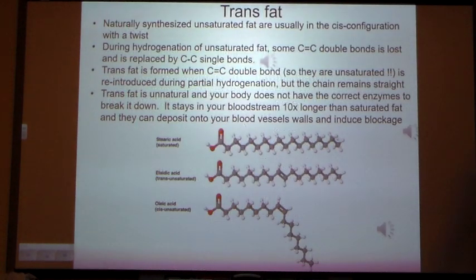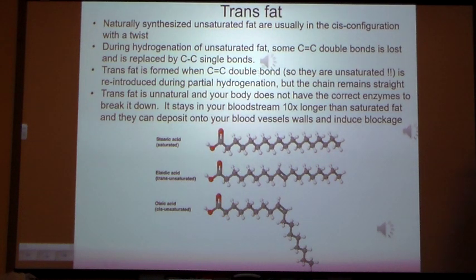So all right, now let's talk about trans fat. Trans fat, you might have heard of this term. In the last few years, there has been a lot of effort to try to reduce the amount of trans fat in food. Some cities like New York City have actually banned trans fat outright, so they've banned the use of trans fat.